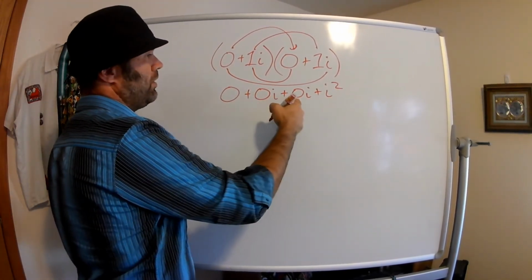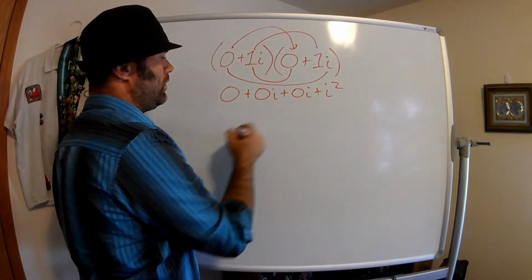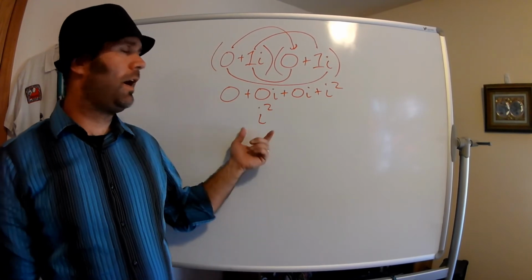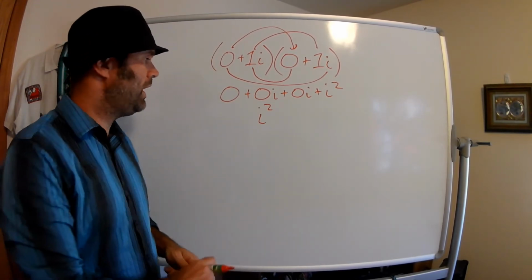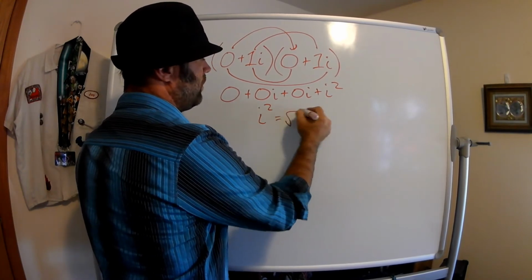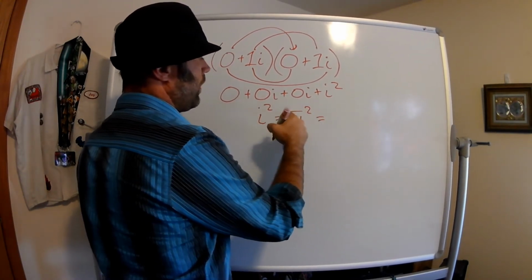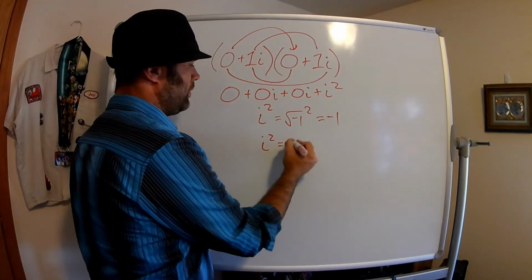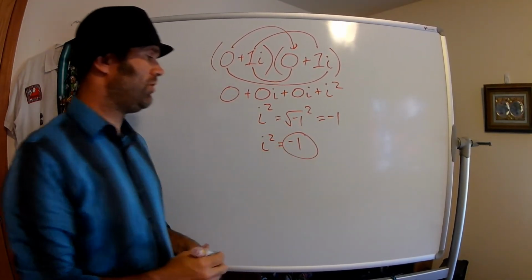0 plus 0 plus 0 are zeros, plus I squared is just I squared. And there we go, we get our I squared. And then we can rewrite this as the square root of negative 1 squared. Square root and a square cancel each other out, we're left with negative 1. So I squared equals negative 1, which is our answer.